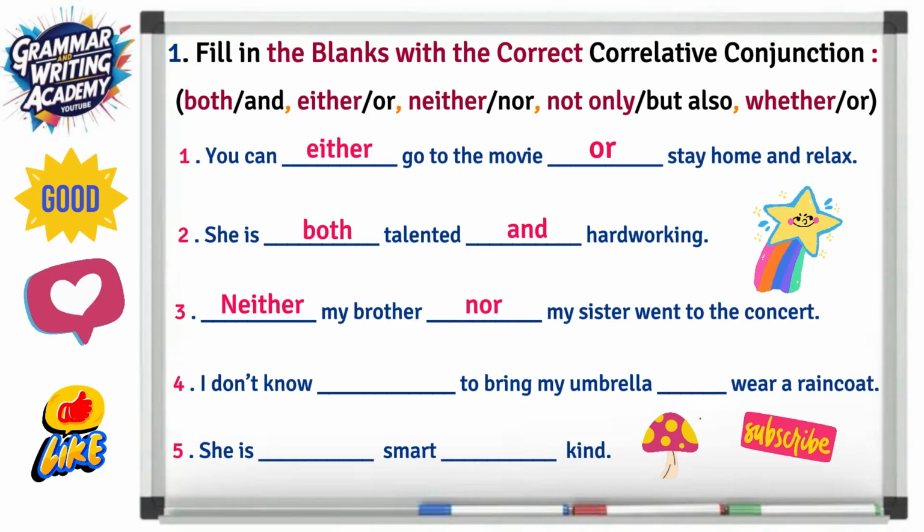Question 4. The answer is whether... or. I don't know whether to bring my umbrella or wear a raincoat. Whether... or is used when someone is uncertain or unsure between 2 choices.